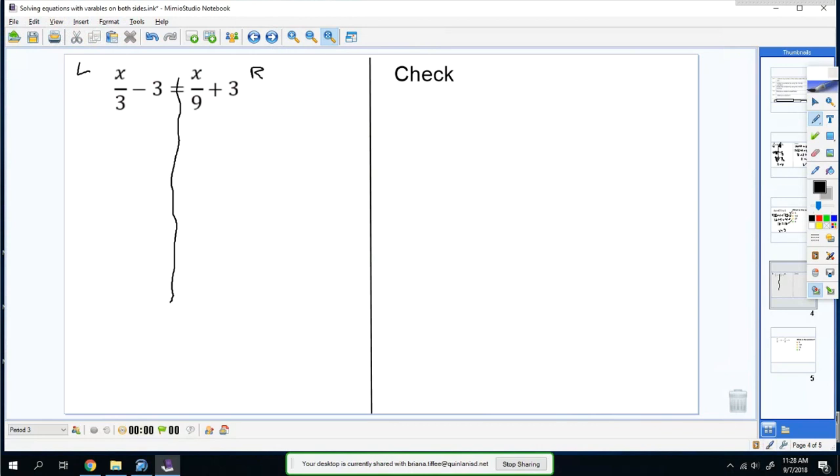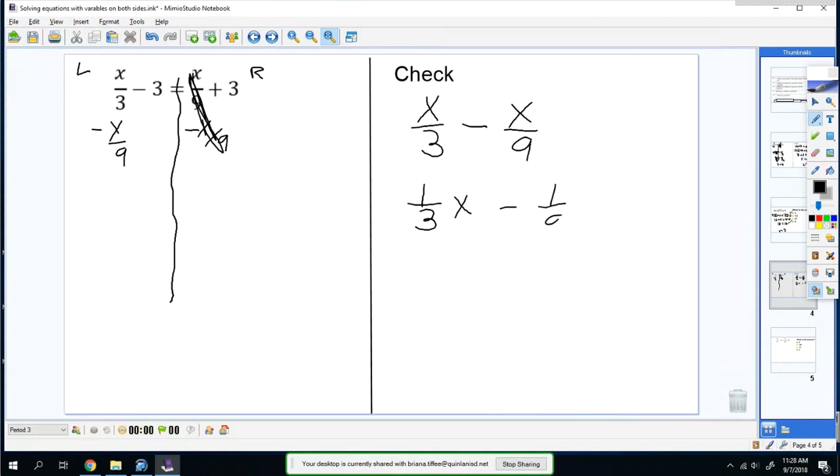So the first thing I need to do is subtract my x's. So I'm going to subtract x over 9 from this side. I subtract x over 9 from this side. These cancel out. Okay? So this is what it looks like I'm doing: x divided by 3 minus x divided by 9. Another way I can write this is 1/3 x minus 1/9 x. So basically what I'm doing is 1/3 minus 1/9.